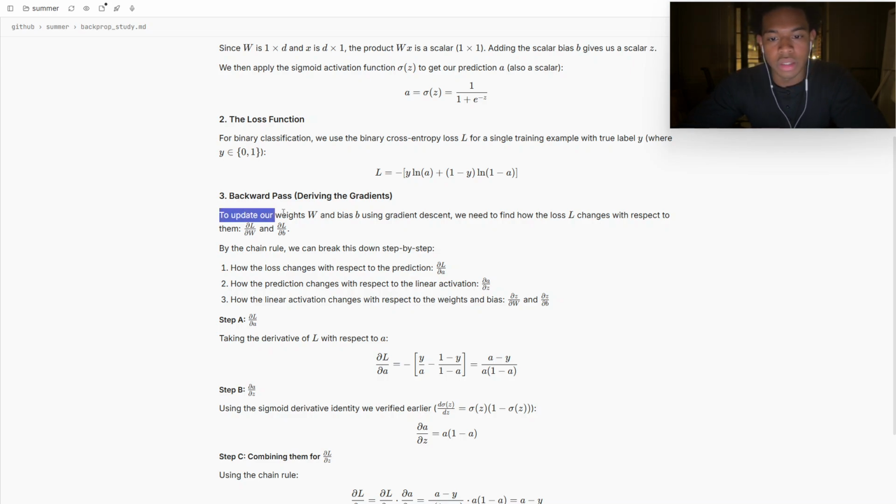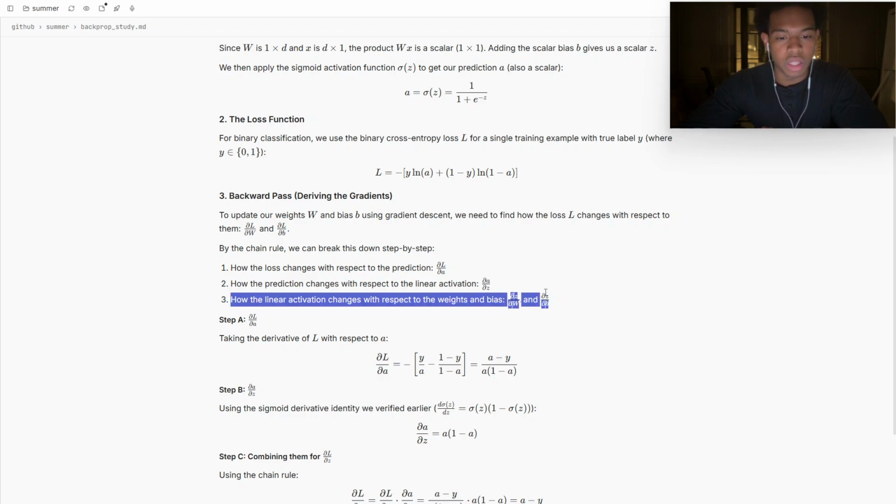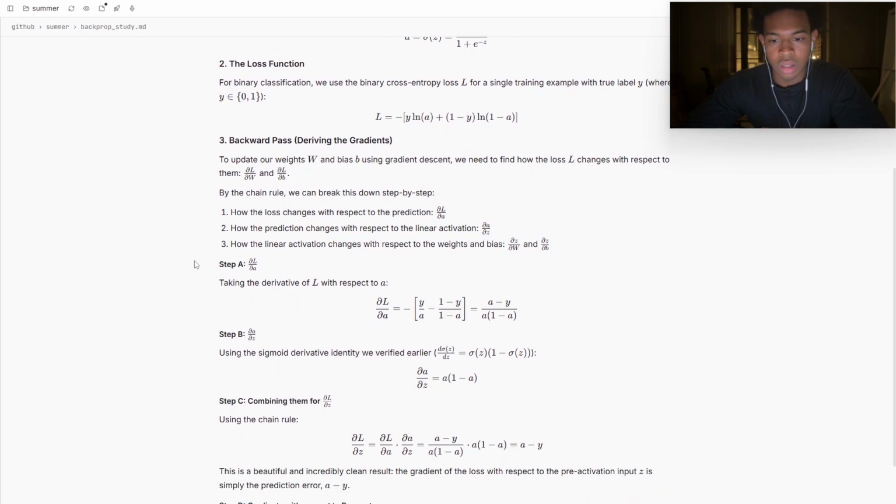Backward pass, deriving the gradients. To update weights W and bias B using gradient descent, we need to find how the loss changes with respect to them. By the chain rule, we can break down step by step how the loss changes with respect to the prediction, how the prediction changes with respect to the linear activation, and then how the linear activation changes with respect to the weights and the bias. Yes. So the first one is L with respect to A.